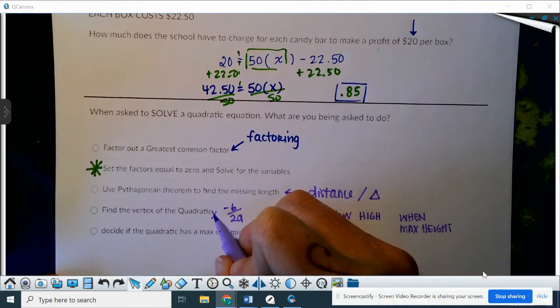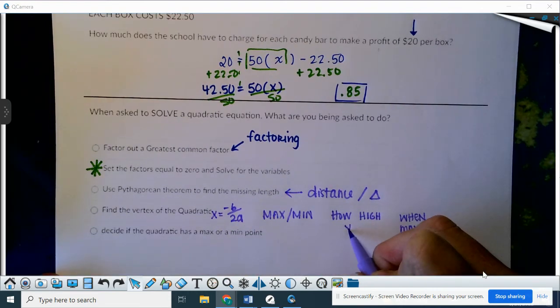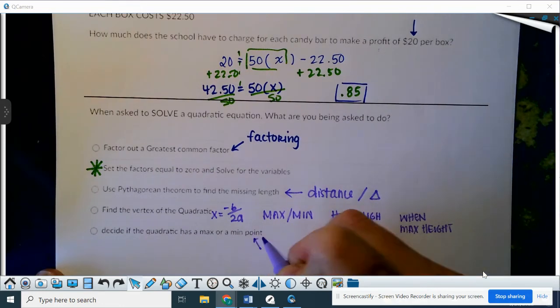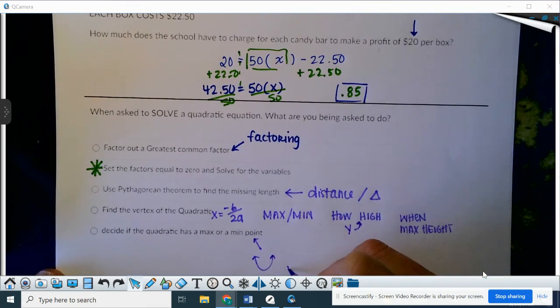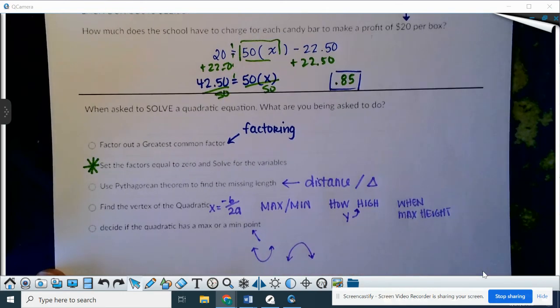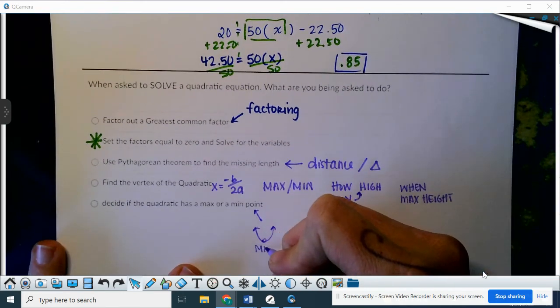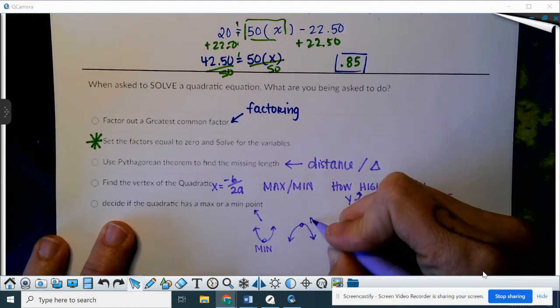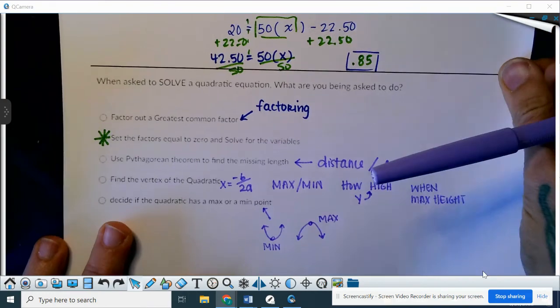So remember, this is x. The y of the vertex would be your how high. Decide if the quadratic has a max or a min point. This is just whether or not it's a happy face or a sad face. So a positive graph, again, we have minimum problems because we're happy. Negative graph, sad, so we have max problems. Almost done, guys. Hang in there.